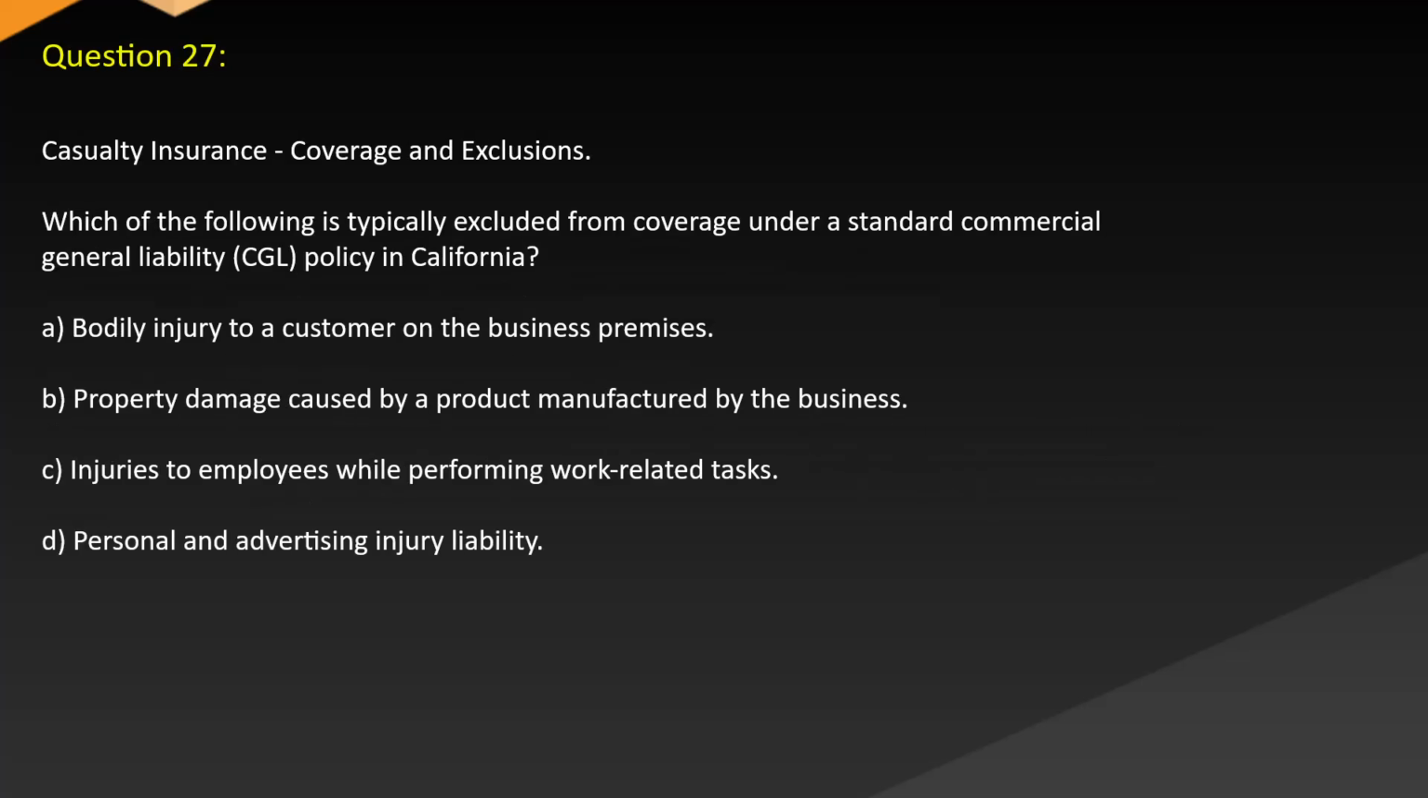Question 27. Casualty insurance. Coverage and exclusions. Which of the following is typically excluded from coverage under a standard commercial general liability (CGL) policy in California? A. Bodily injury to a customer on the business premises. B. Property damage caused by a product manufactured by the business. C. Injuries to employees while performing work-related tasks. D. Personal and advertising injury liability.